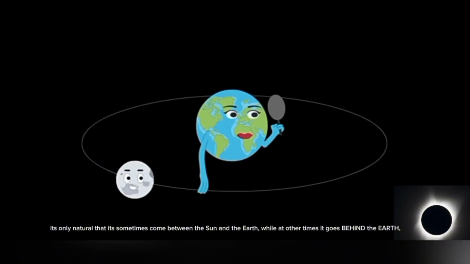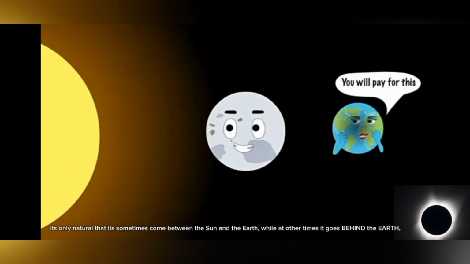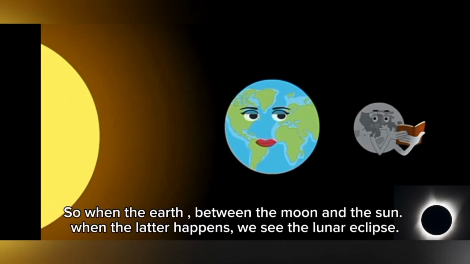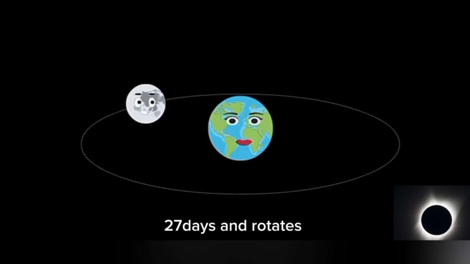Since the moon continually revolves around the earth, it's only natural that it sometimes comes between the sun and the earth, while at other times it goes behind the earth, so that the earth comes between the moon and the sun. When the latter happens, we see the lunar eclipse.